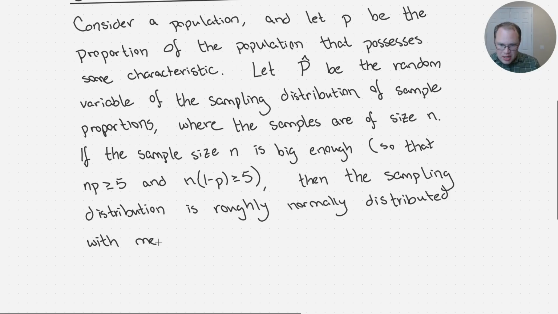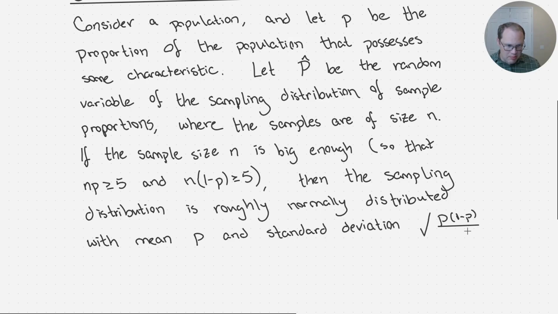with mean the same as the population proportion and standard deviation equal to the square root of p times 1 minus p, divided by n.